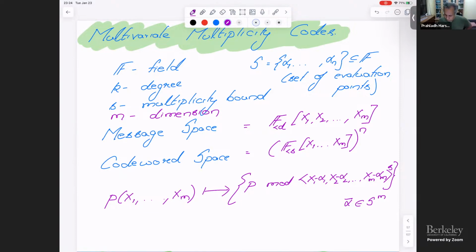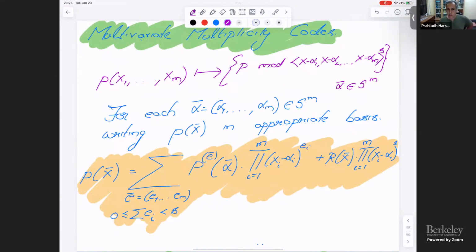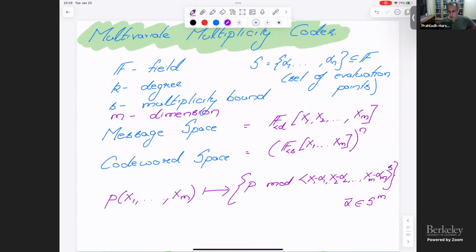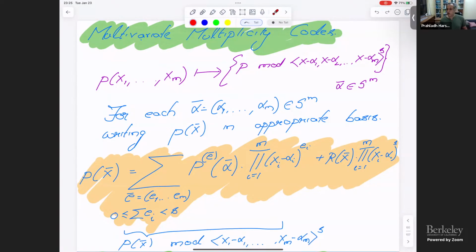I'm going to give it mod this ideal. Equivalently, you can think of it as giving a representative mod this ideal, or you can write down P of x in the appropriate basis, that is, all possible combinations of the form xi minus alpha i, and then collect all the terms for which the exponent vector is of weight at most s. That will be P of x mod the ideal x1 minus alpha 1, x2 minus alpha 2, through xm minus alpha m, to the power s. These are the higher order terms which are going to drop out.